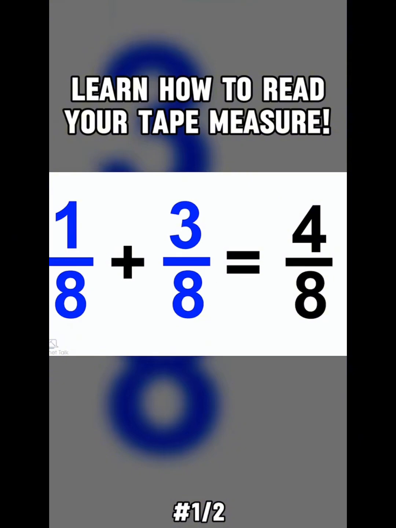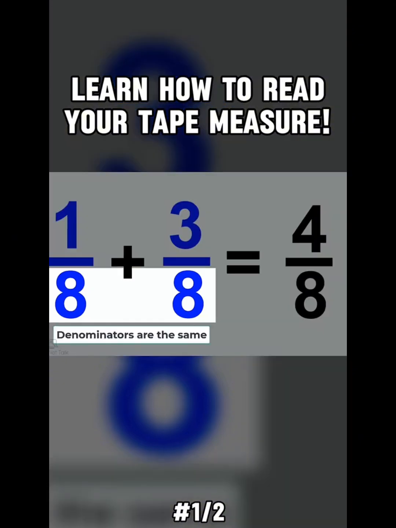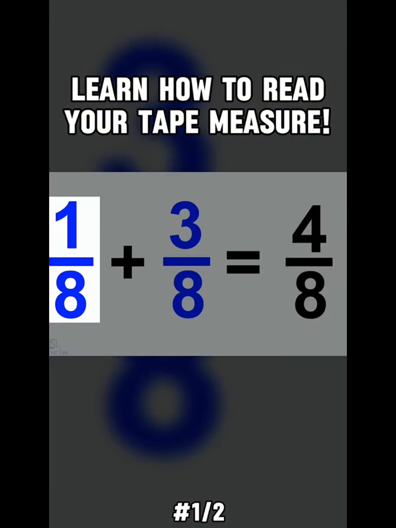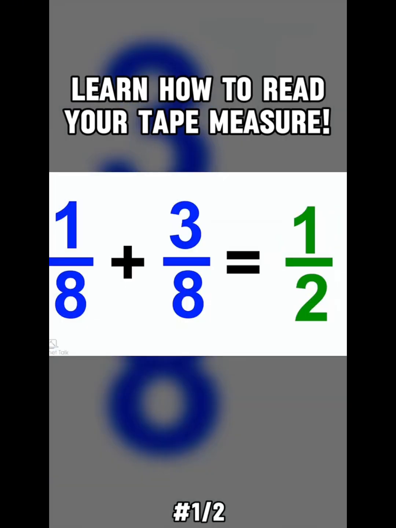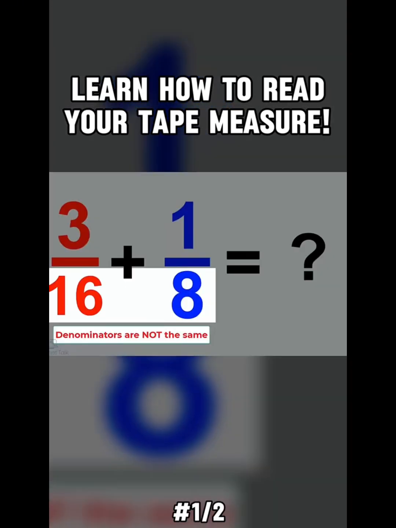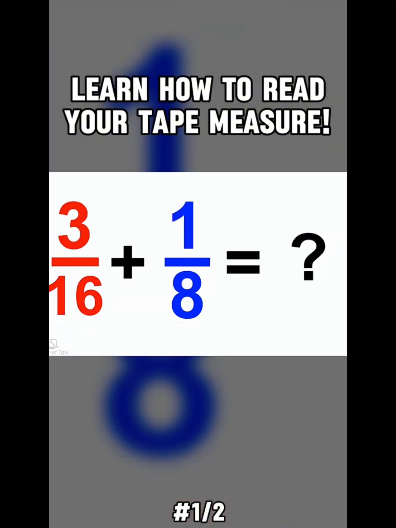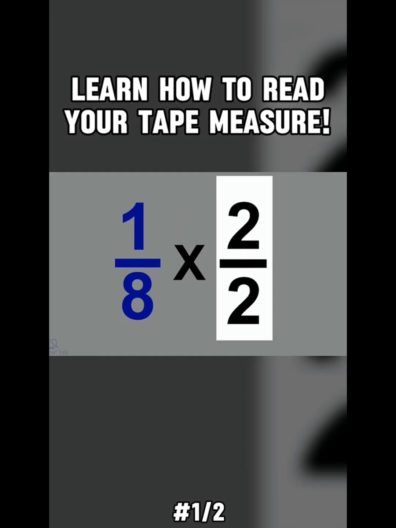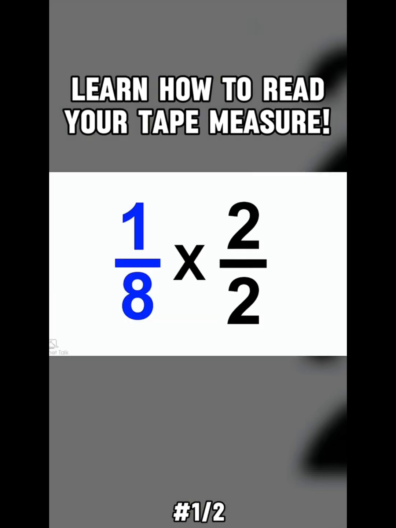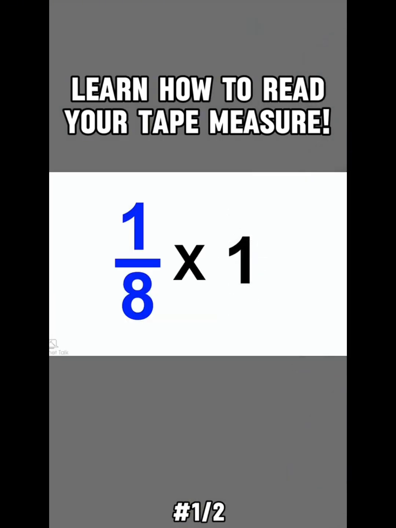As long as the fractions have the same denominator, you can also just add them together. 1/8 plus 3/8 is 4/8, which is really 1/2. If the fractions don't have the same denominator, you'll have to convert one of them first. In this case, we would multiply 1/8 by 2 over 2. 2 divided by 2 equals 1, so we're not changing the value of 1/8, we're just changing the way it looks.